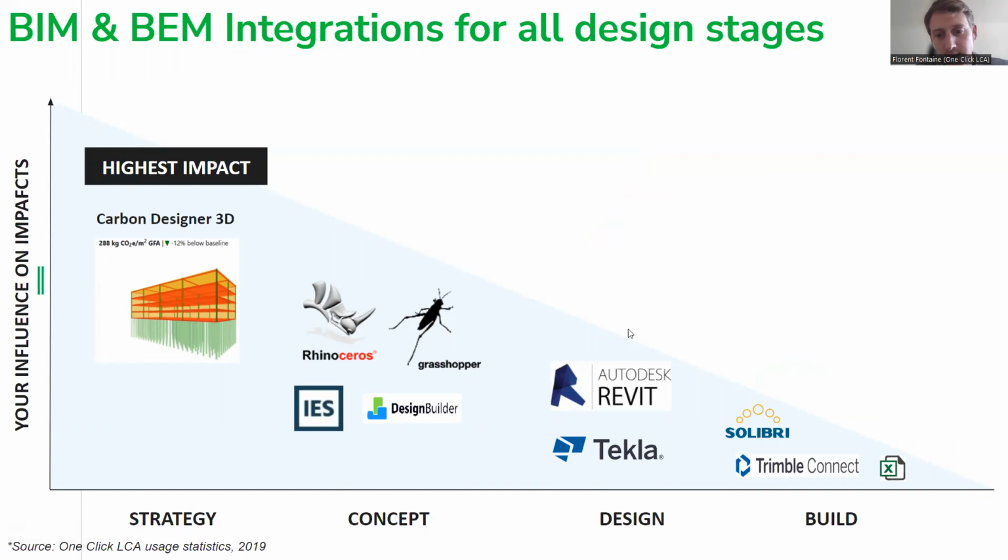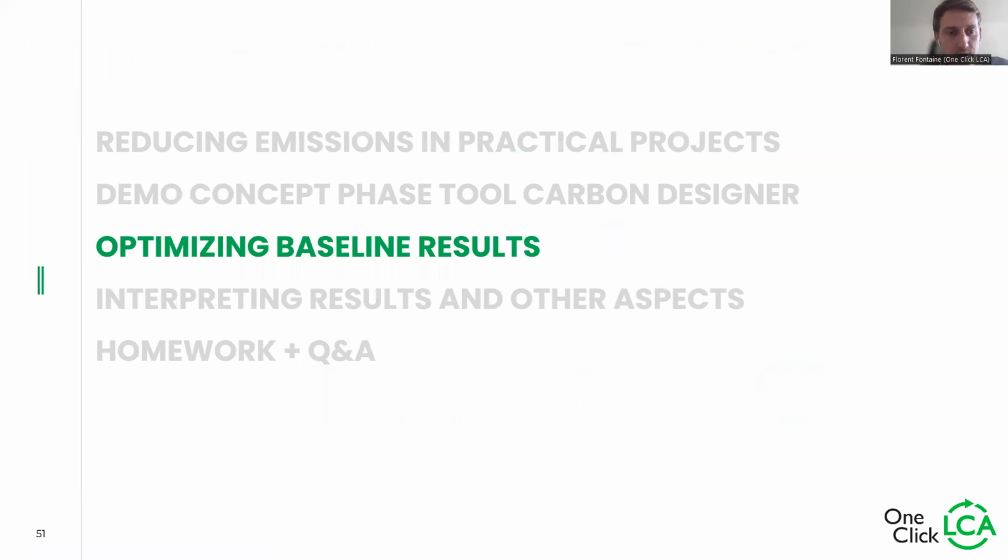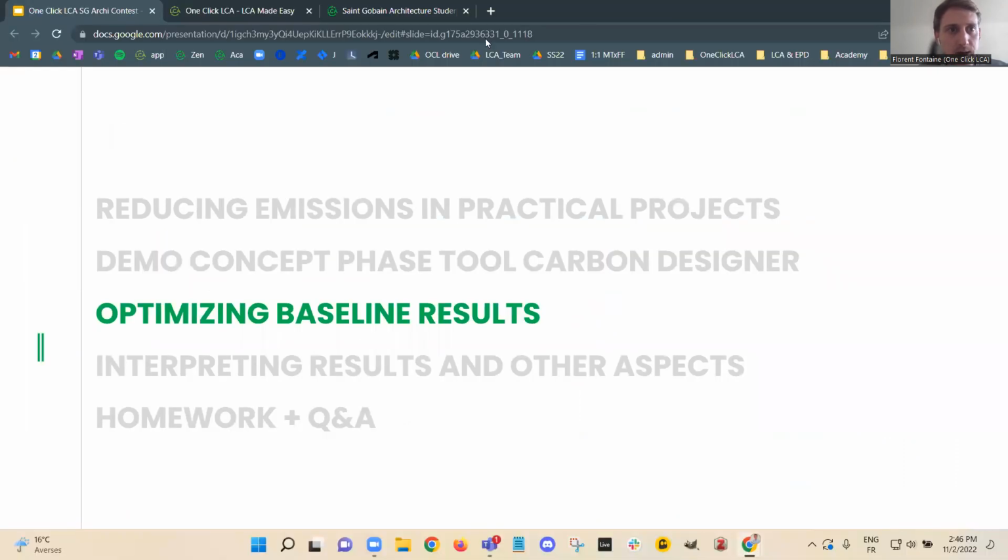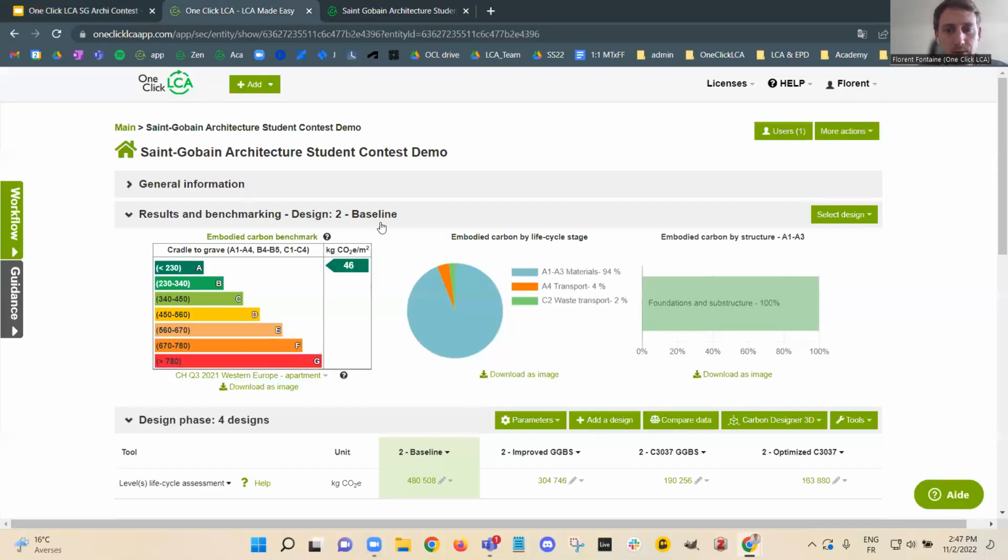When you come to the other stages of the design and the planning of your building, you are going to use, for example, Rhino, Grasshopper, Design Builder, or Autodesk Revit. For all these software, we have integrations, and I recommend you check directly on our help centers to see how these integrations work. I will not cover them in detail in these sessions because we don't have the time for that. So I will come back now to the software to start with the Carbon Designer 3D demonstration.